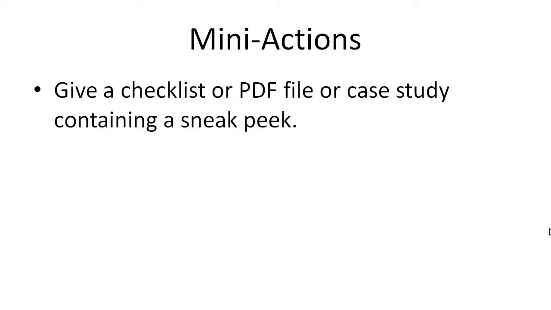So let's talk about mini actions. How do we get people to take action initially when they sign up for the webinar? To do that, what we can do is give a checklist or an action list or a PDF file. You generally don't want to have something that's too long, but you don't want to have something that's too short either. Basically, what you want to do is provide something, whether it's a case study or information or action list, checklist, whatever, containing some sort of sneak peek preview of what your webinar is going to be about.